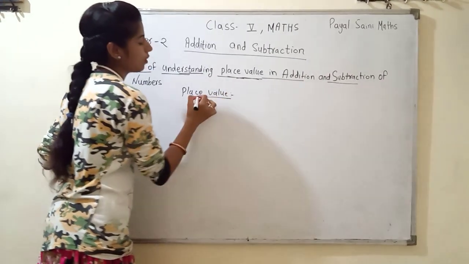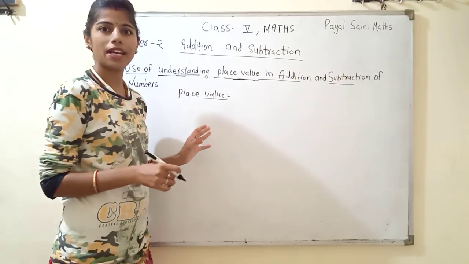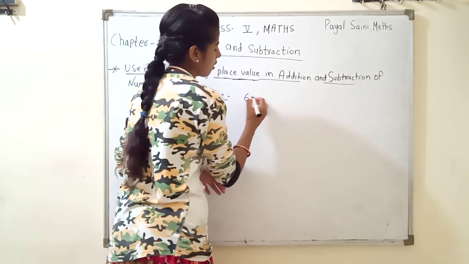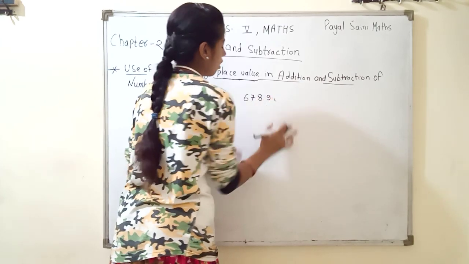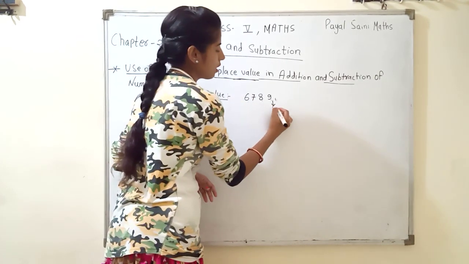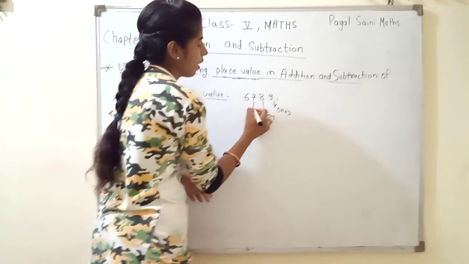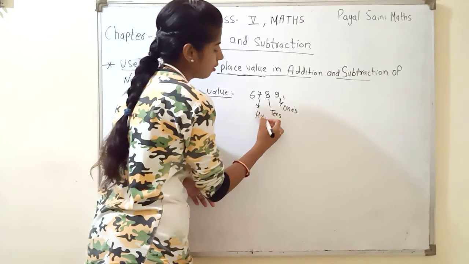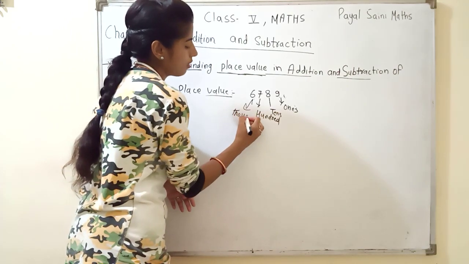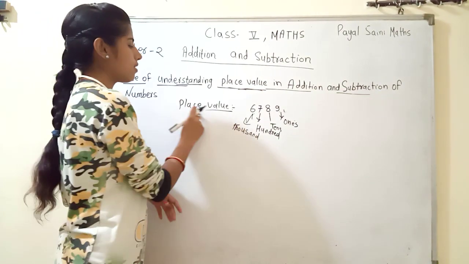We already know about place value. What is the meaning of place value? It is the place of a number, where the number stands or sits. Like that, if I write 6, 7, 8, 9, then we read ones, tens, hundreds, thousands. The 9 place is ones, the 8 place is tens, the 7 place is hundreds, and the 6 place is thousands.